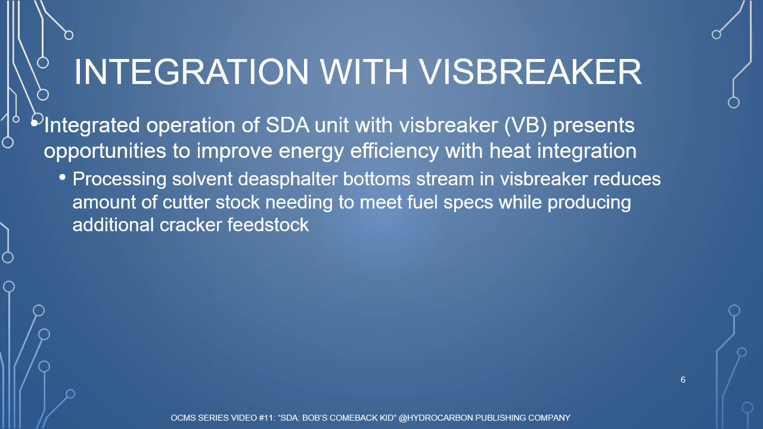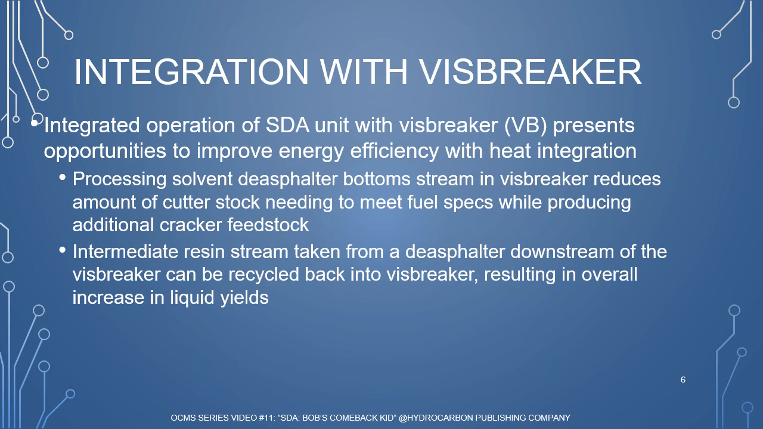Alternatively, when an intermediate resin stream is taken from a deasphalter that is located downstream of a visbreaker, the opportunity exists to recycle some of the intermediate range components back to the visbreaker, which may result in the overall increase in liquid yields as more of the heavy components in the resin feed are thermally cracked to valuable liquids.